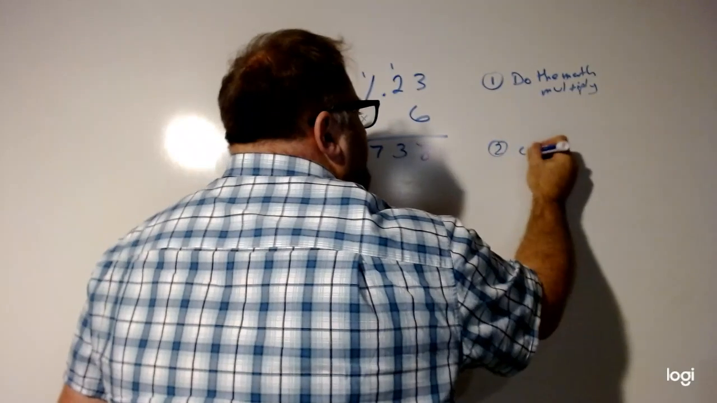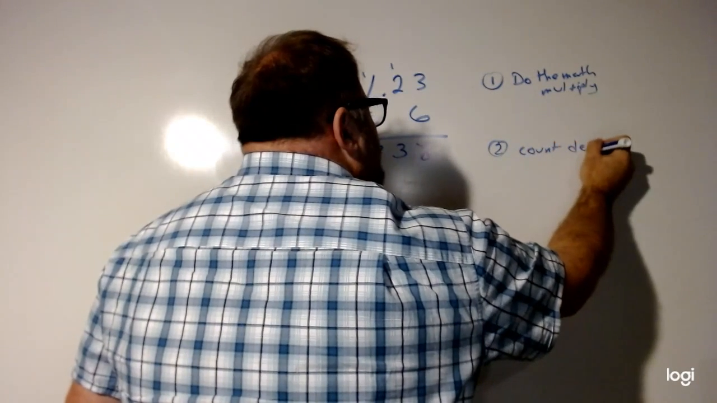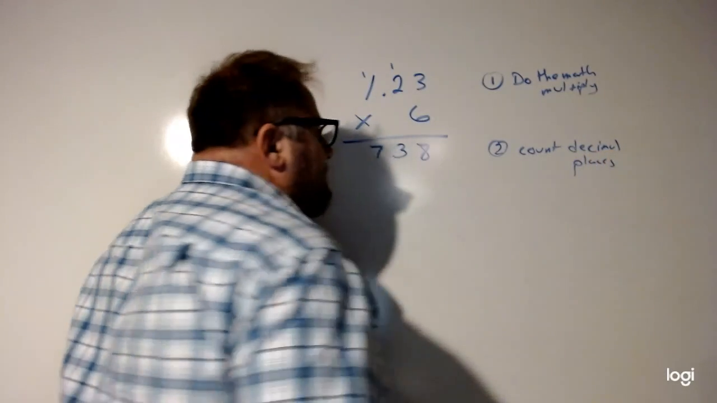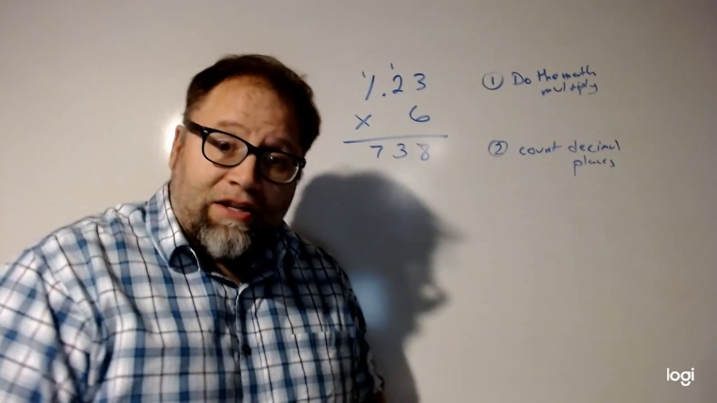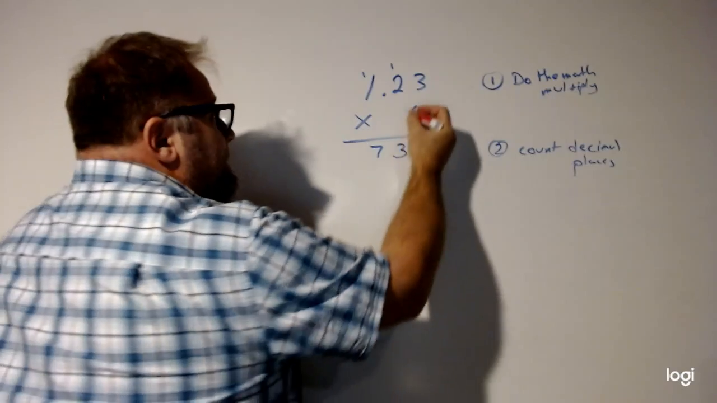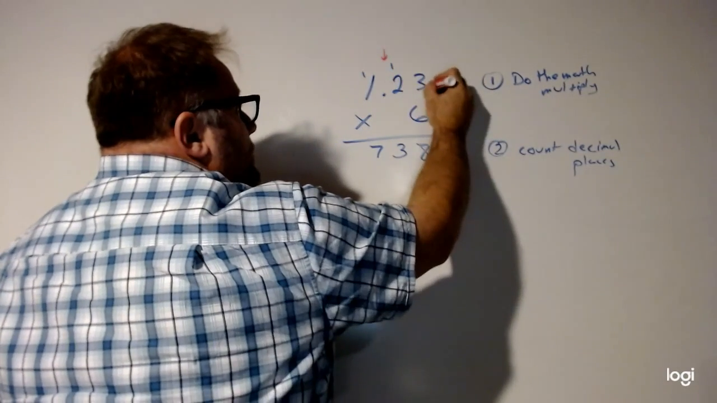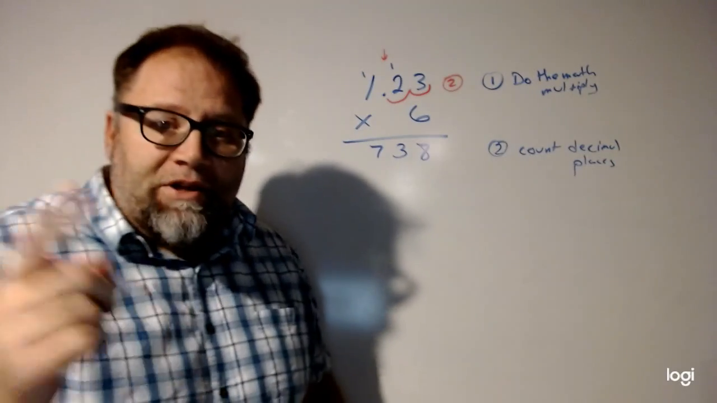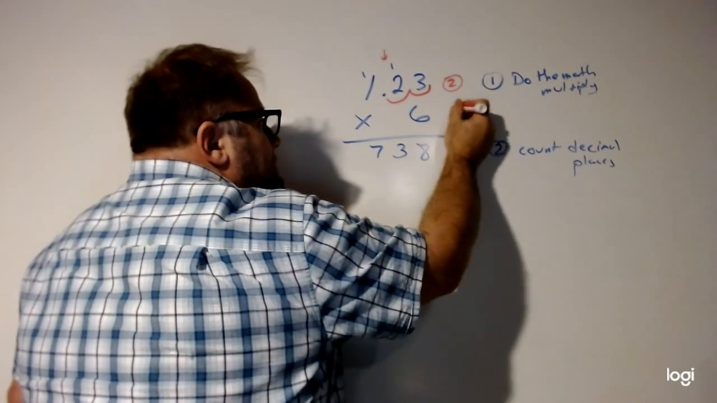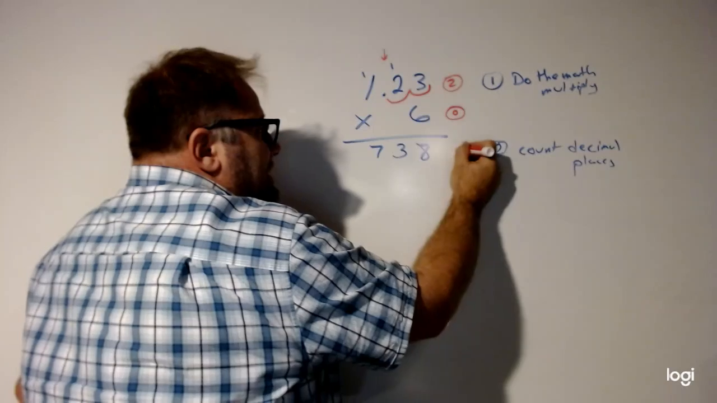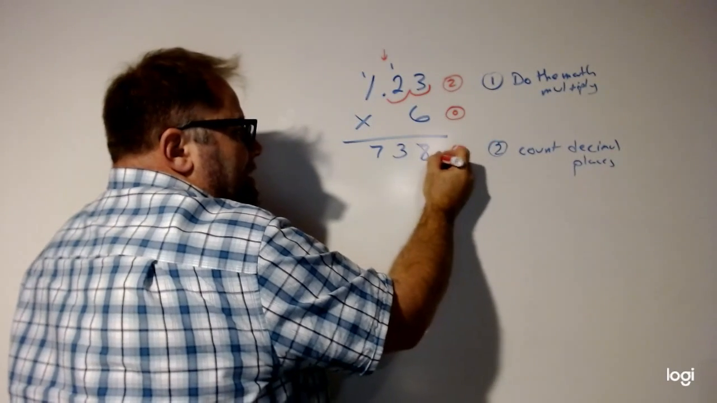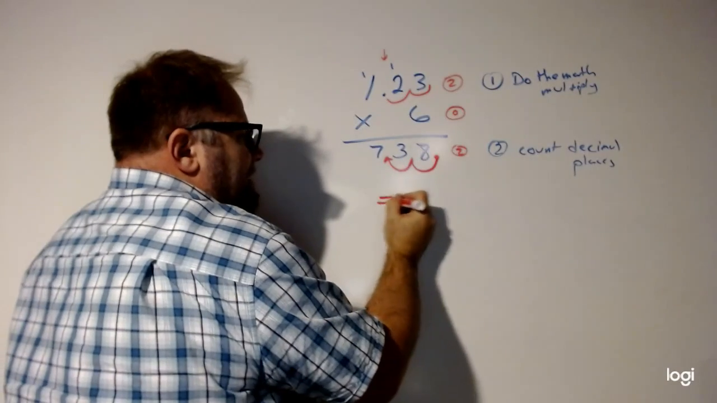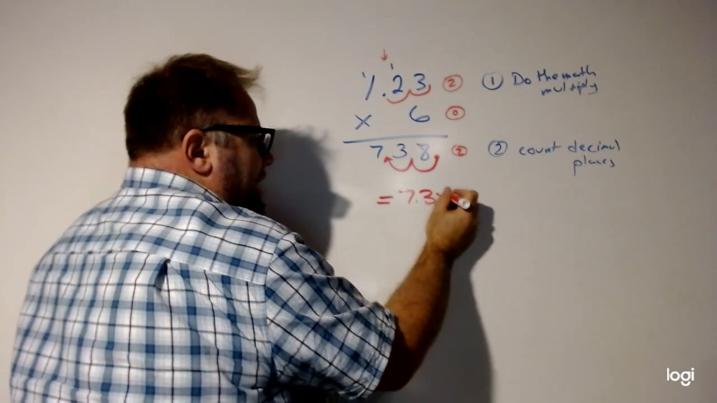Second thing, count decimal places. So we go back into the problem. We go, okay, here's the decimal here. 1, 2. Oh, there's 2 this time. How many decimal places in the other one? 0. So that means I need 2 decimal places down here. Starting from the right, I go to the left. 1, 2. Which means my answer is 7.38.